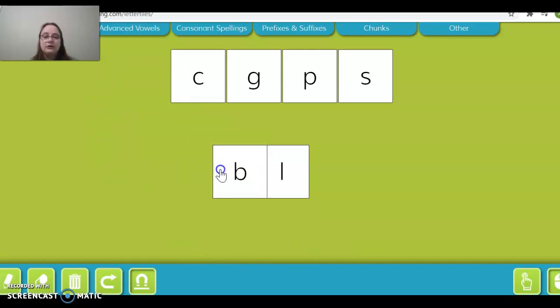So B and L make an L blend. Okay? So we know that B says B and L says L. B, L, like blob, bleep, or blip, or bleed. So we have bl, like black. Okay?